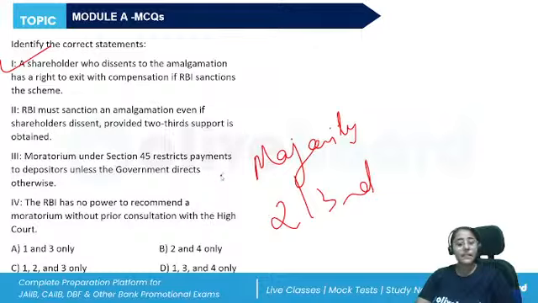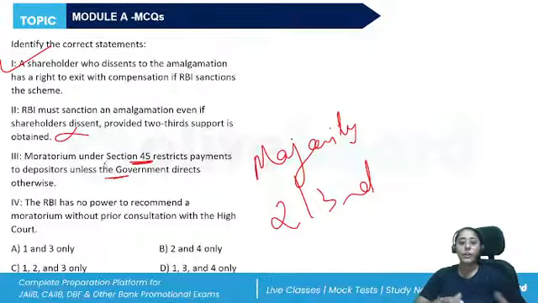The RBI must sanction an amalgamation even if the shareholders dissent. This is not true. If the shareholders are not agreeing, they will be given the right that they can exit. Okay. Moratorium restricts under Section 45 the payments to depositors unless the government directs otherwise.